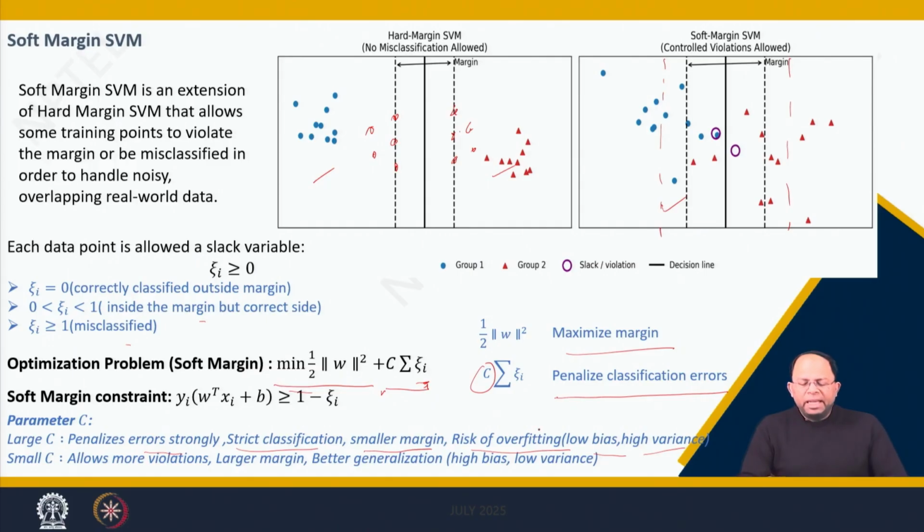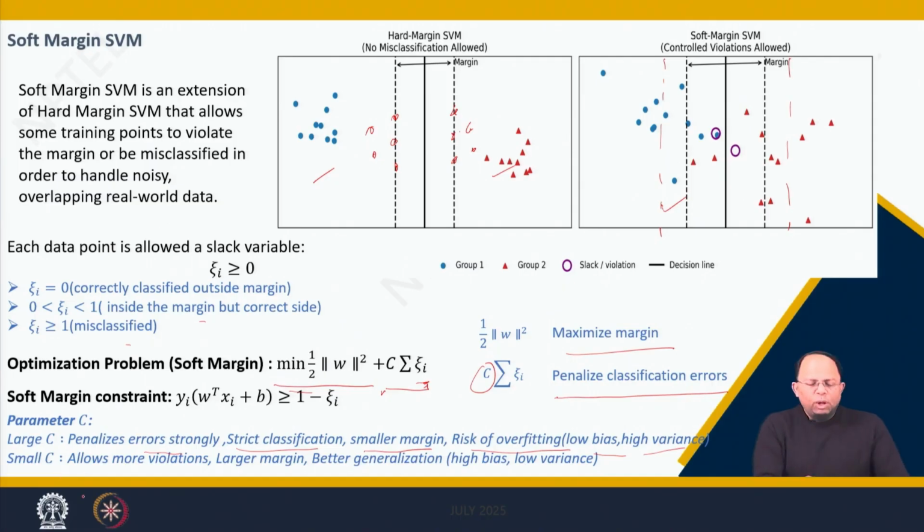But in case I do that, then what happens? The classification problems increase. That means more values would be on the other side. So I have to find the right balance, right? So C actually determines how to control this dilemma.